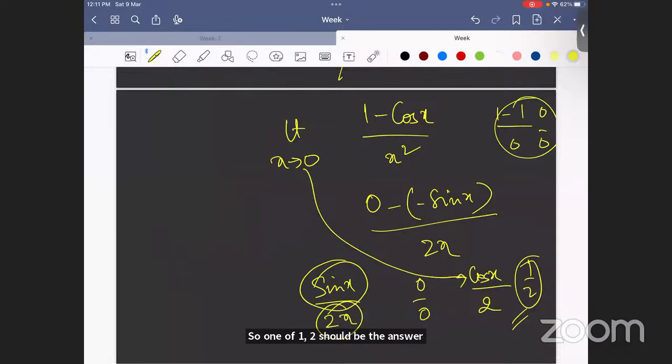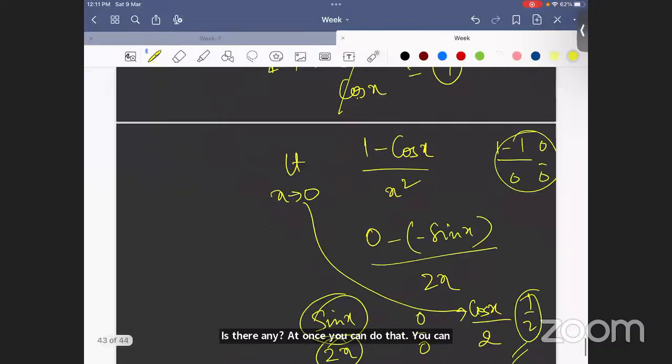Is it clear? So we will do this until we are able to exclude that 0 upon 0 or infinite upon infinite form. Okay? So is there any method to do it at once? At once you can do that, without this method.